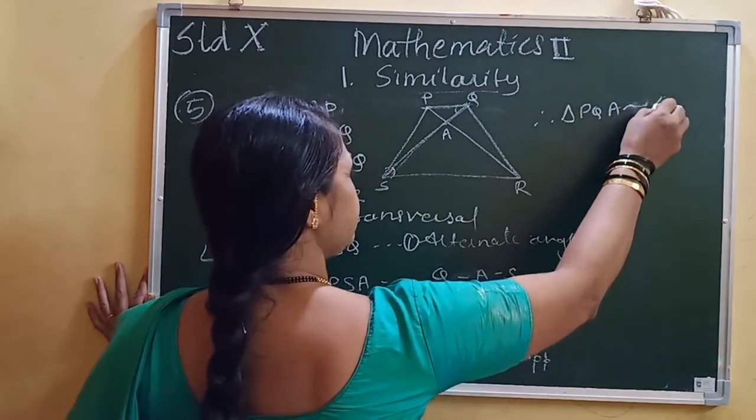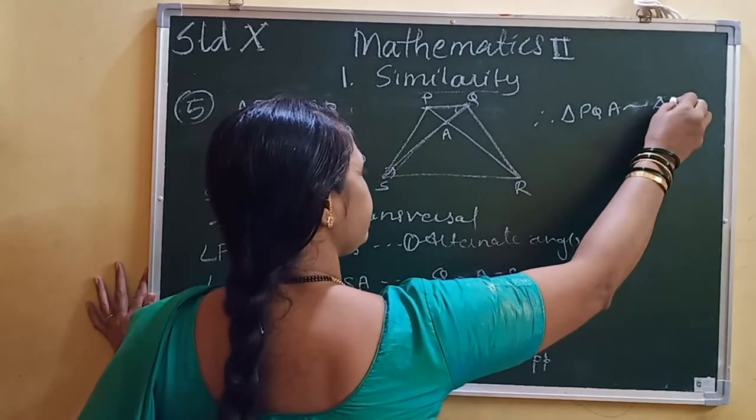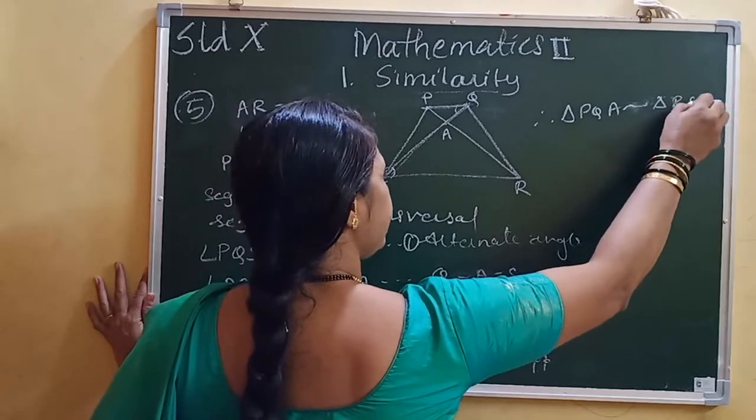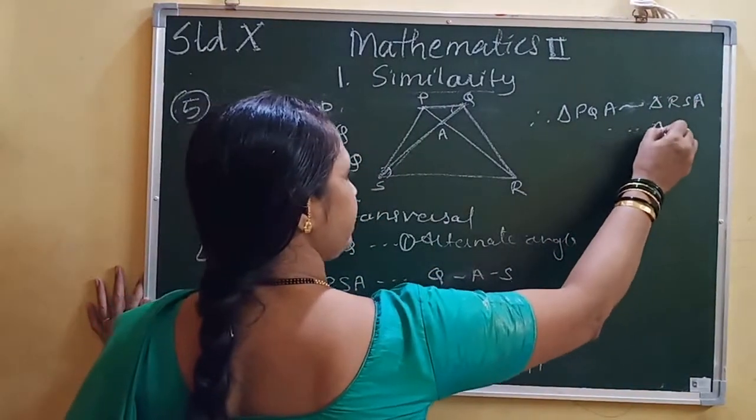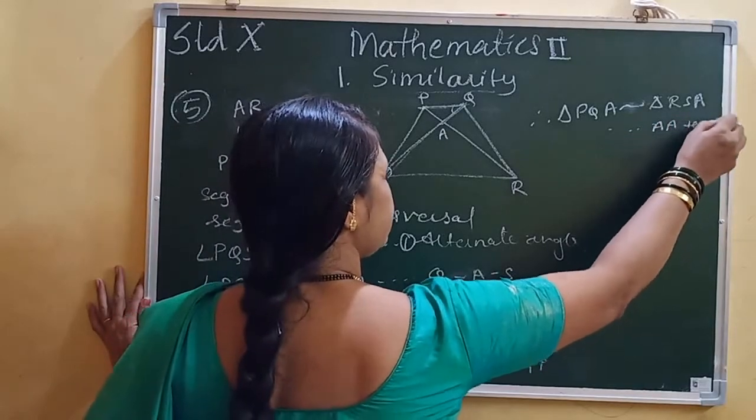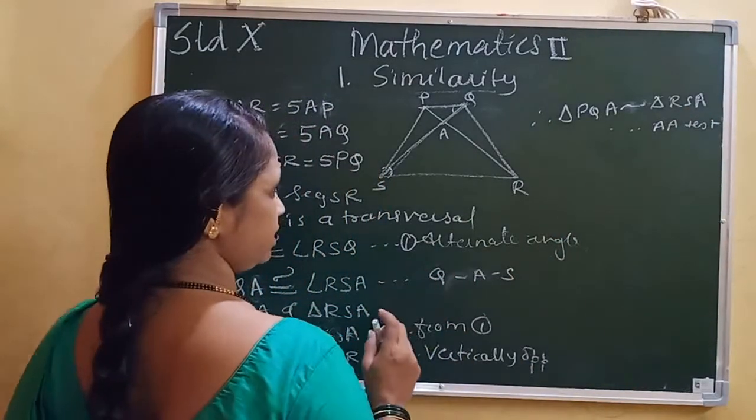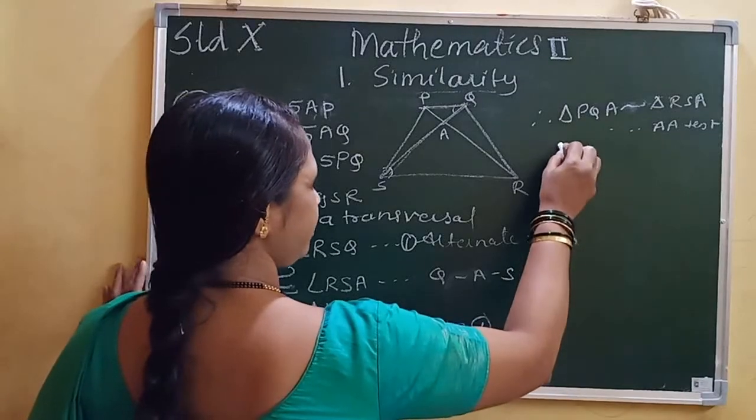This is the sign of similarity. Triangle RSA, AA test of similarity. Then what can we write? Its corresponding sides. Now means what can we write?